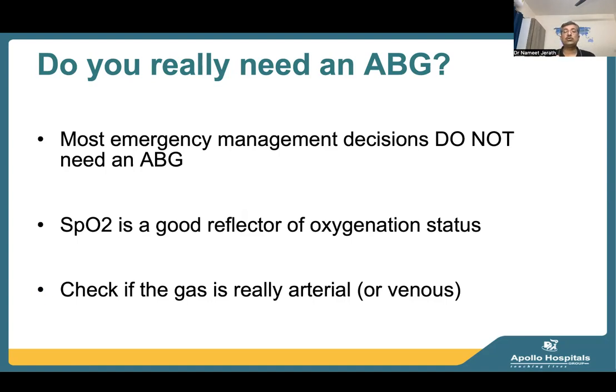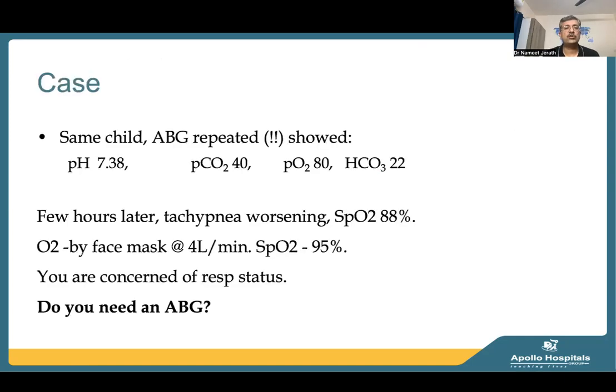So always think whether you really needed the blood gas and then think whether you have taken the right sample. And SpO2 is a very good indicator of oxygenation status. So if you have an SpO2 of 95 and a PO2 in the 40s, you know there is something wrong in the blood gas, right? So think whether you really need the blood gas. Same child, the blood gas is repeated. So pH is now 7.38, PCO2 is 40, PO2 is 80, and bicarbonate is 22, which now makes so much more sense. But then again, it was probably never needed.